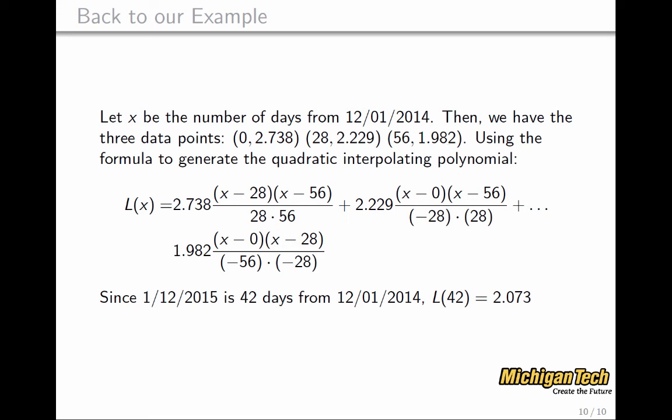So using the formula to generate the quadratic interpolating polynomial, we can form what this quadratic polynomial is. Now, if we want to evaluate this polynomial at a date, say January 12, 2015, since this is 42 days from the 1st of December, we get that L of 42 is $2.07. That is, approximately on January the 12th, gasoline prices were approximately $2.07 per gallon.